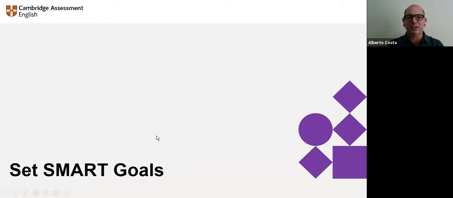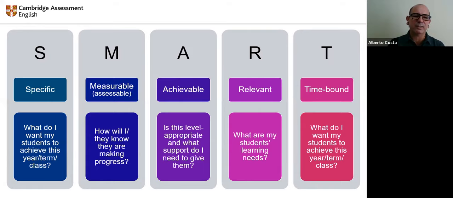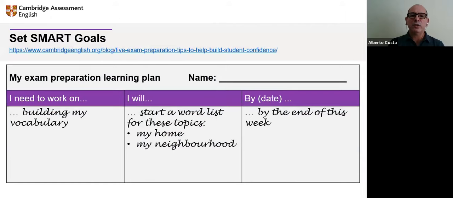So it's important that you set goals with your learners and that the goals are specific, measurable, achievable, relevant, time-bound. And in order to also help learners set goals, this is an idea that you can use with the learners, a simple grid.